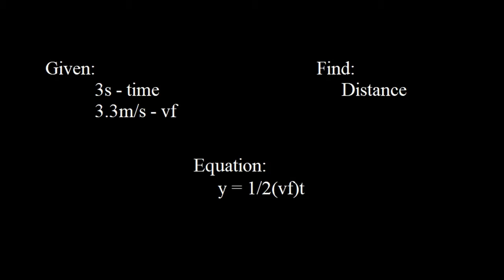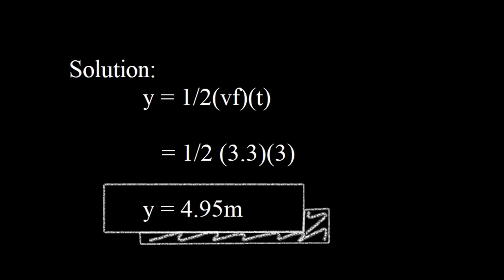Since now we know the equation, let's move on to the solution. y equals one half Vf times t. Let's substitute Vf with 3.3 and t with 3. Multiply Vf and t and divide it by 2. And we come up with the answer 4.95 meters. Therefore, y equals 4.95 meters. And that's the answer for our second example.